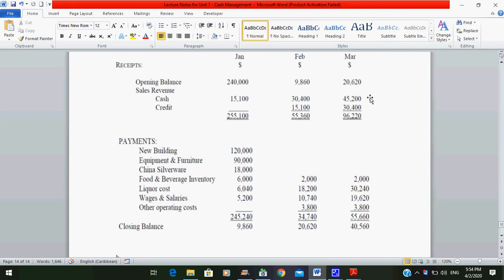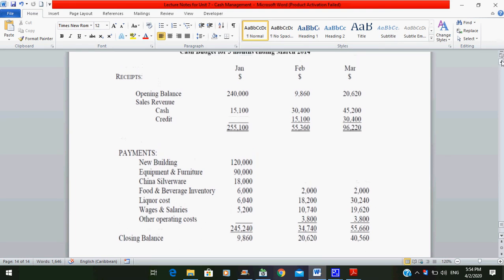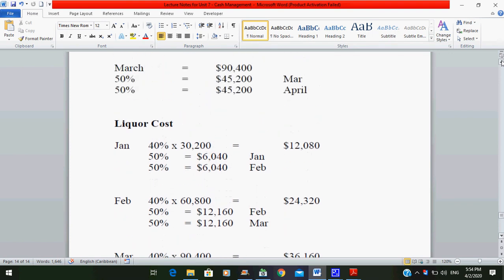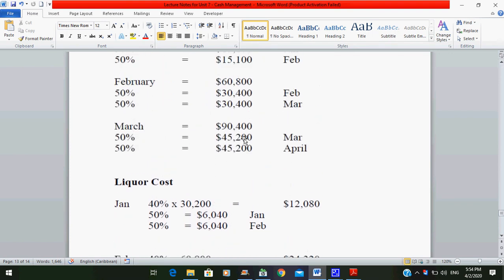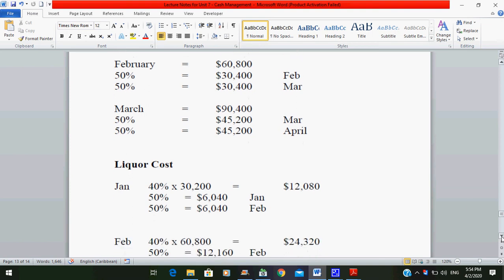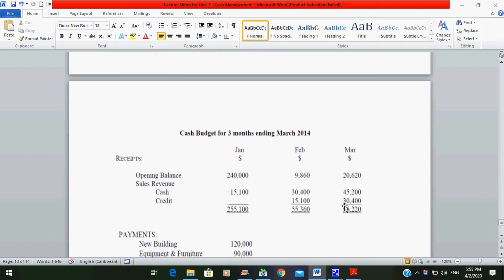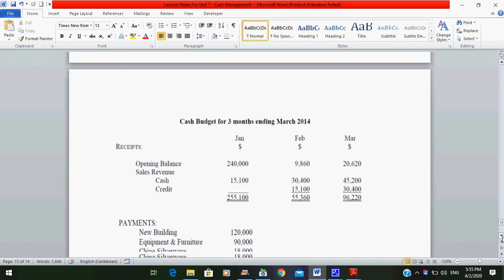Remember that, let's go again, the 45,200 comes from here. See it here? 50%, 45,200, plus this 30,400 comes from what? February. And you add them up together. So as you confirm, you get 96,000. Add your receipts plus the what? Opening balance. You get 96,220.